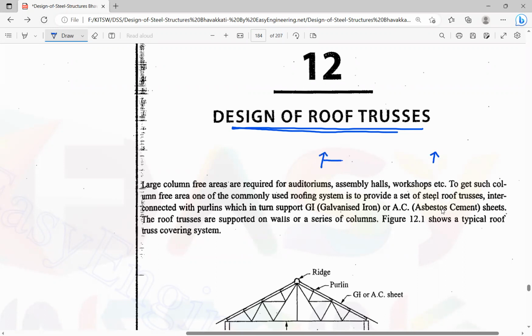to increase the column spacing. If I want the column spacing to be more than 10 meters, or 20 or 30 meters, in that situation it is not possible to provide it. That means more than 30 feet, it is not possible using RCC, reinforced concrete structure.